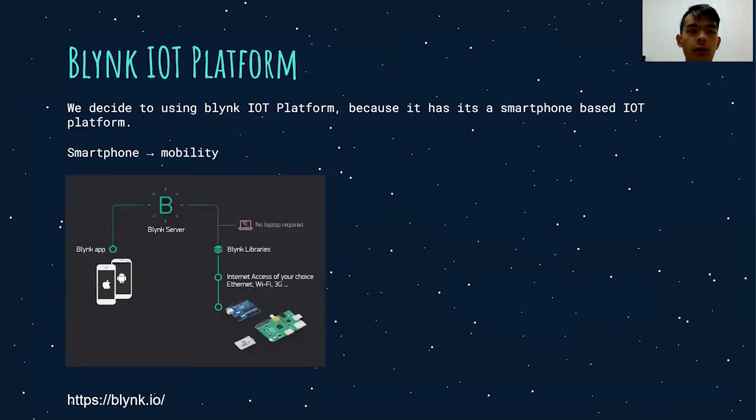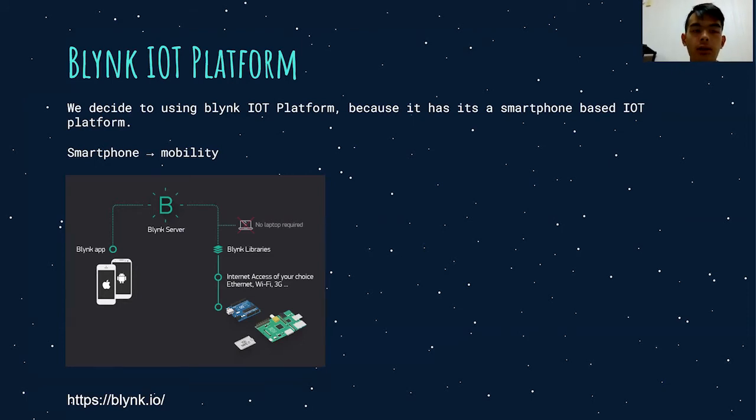And Blink IoT platform. We decided to use the Blink IoT platform because it is a smartphone-based IoT platform. So first, on our phone, we download the Blink app, and it will connect to the Blink server. And the user uses the heart rate sensor that we make with the ESP32, and the heart rate sensor will connect to the Blink libraries, and the Blink libraries will transfer the data to the Blink server so that we can collect the data from our phone.